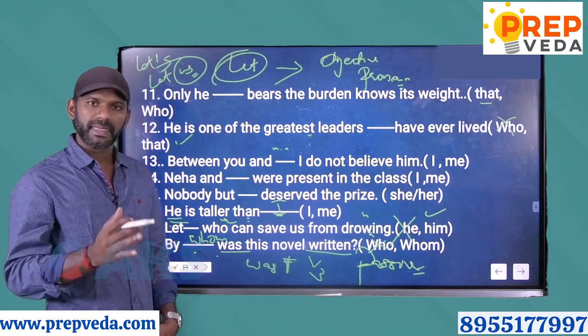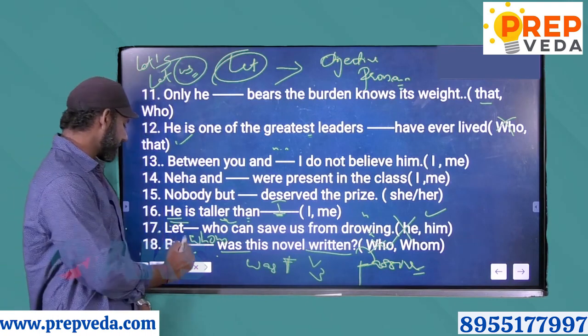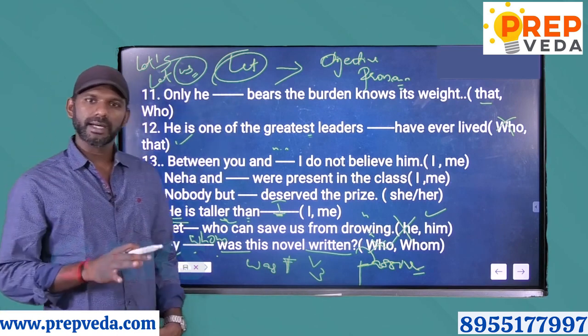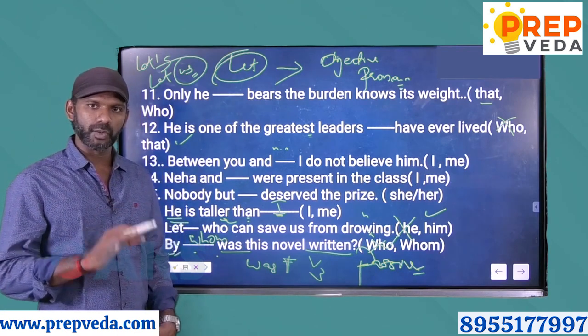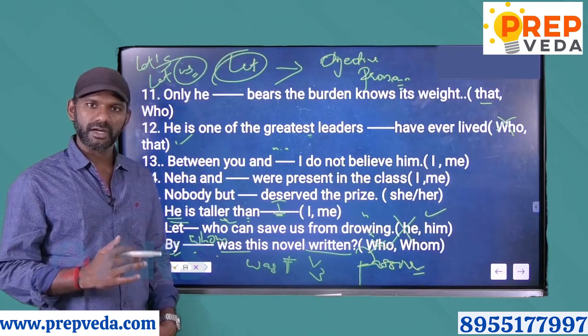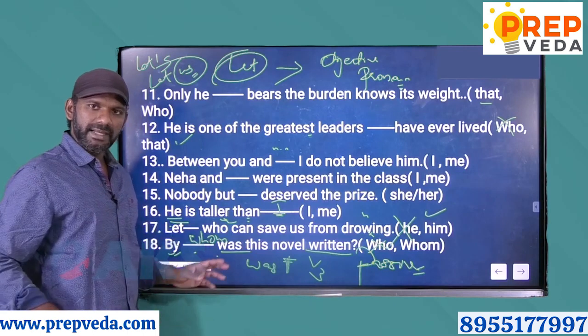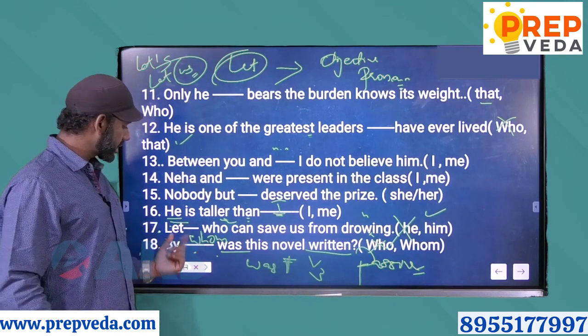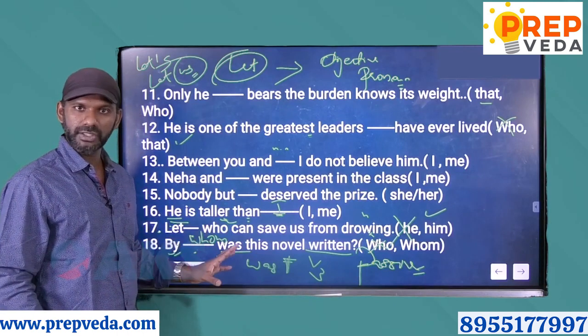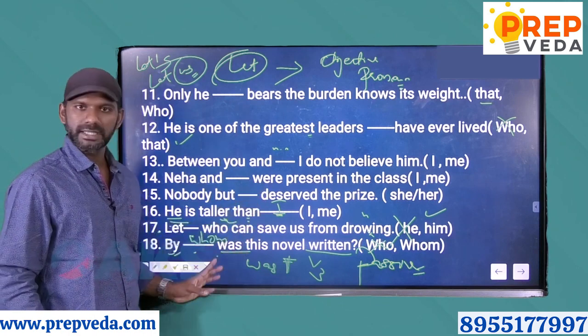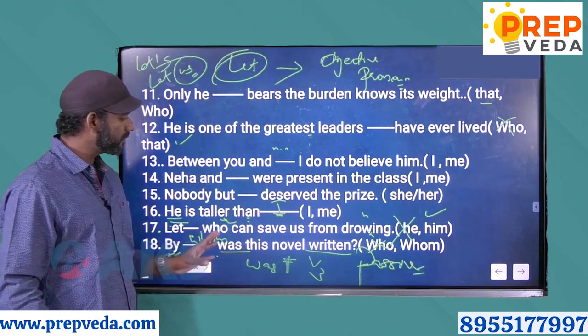That is one reason. Another reason is, by is a preposition. The third rule we discussed in the objective form of pronouns: any pronoun that comes after a preposition must be in the objective form. By is a preposition, and in this statement, the pronoun is coming after the preposition, so it must be in the objective form. So who is eliminated, and so it must be whom. By whom was this novel written?